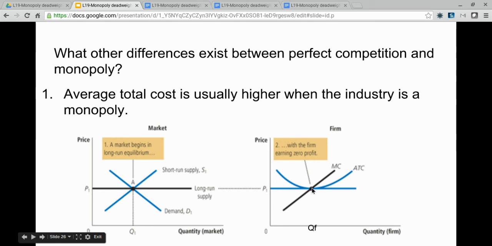QF makes price equal to marginal cost. QF also makes average total cost as low as it can go. The monopoly quantity makes marginal cost equal to marginal revenue. This quantity may be more than or less than the quantity that minimizes average total cost.